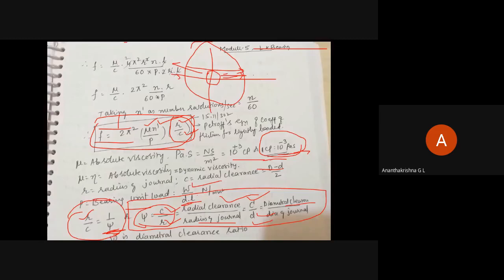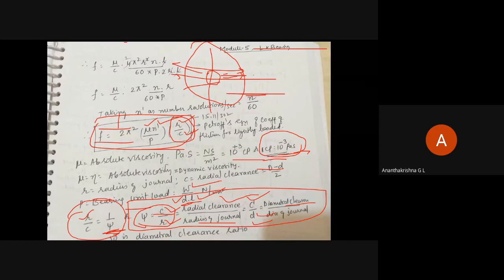Excellent. Please, others, please listen. L stands for length of the journal. D stands for diameter of the journal. Journal is the moving member. Bearing is the stationary member. You all understand? In MCQs, all these are very, very important. Which is the moving member in case of a journal bearing? Journal is the moving member. Which is the stationary member? Bearing. So that clarity you should have.